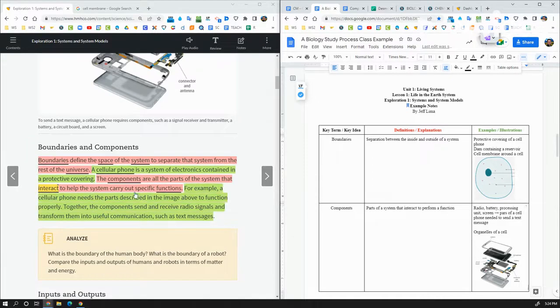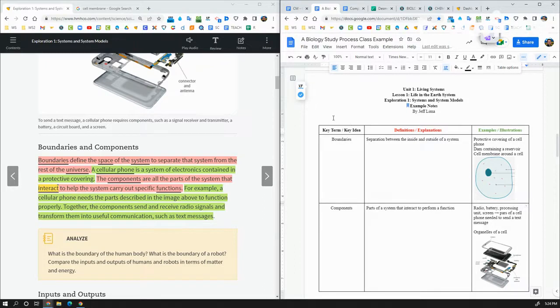Now, notice that the green stuff is what I ended up using for my examples, and the red stuff is what I ended up using for my definitions or explanations column. And the underlined words were key because I used those words in my definitions or even to identify my key ideas.